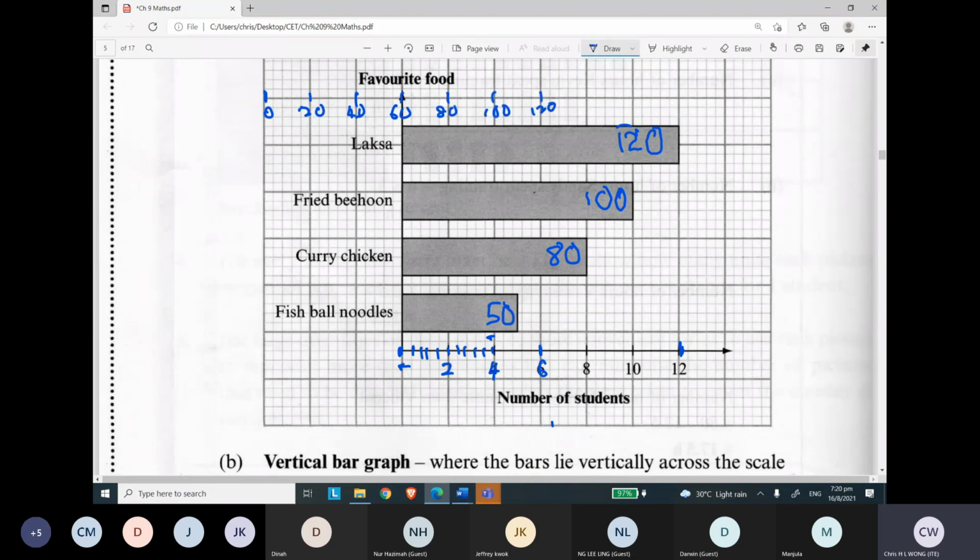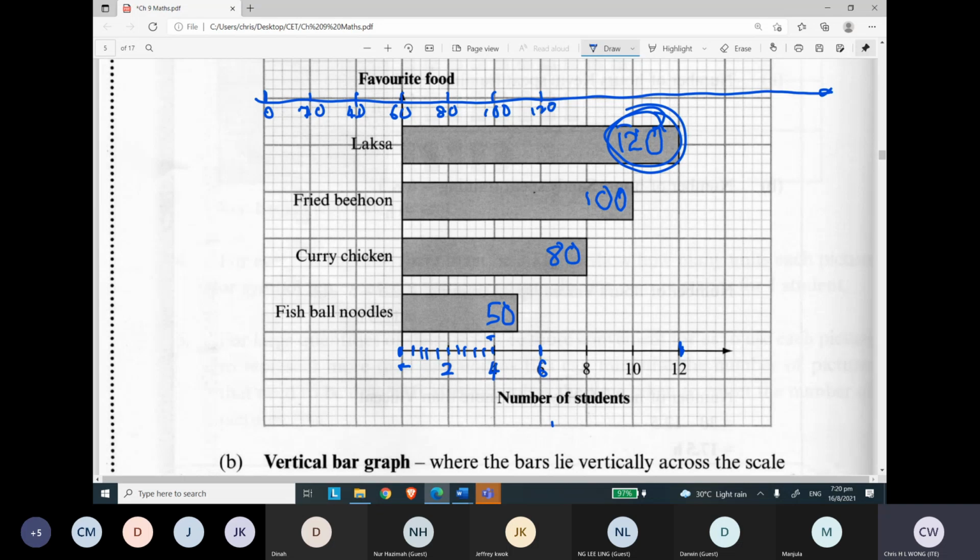In other words, I'm taking every 5 squares to be 20. Why do I want to do that? Because the number is too big. I cannot afford to make every 5 squares 10. If I make it 10, again the same thing, the numbers will stretch all the way to the outside. Not enough space, isn't it? So how you represent the squares depends on the data that is given to you.